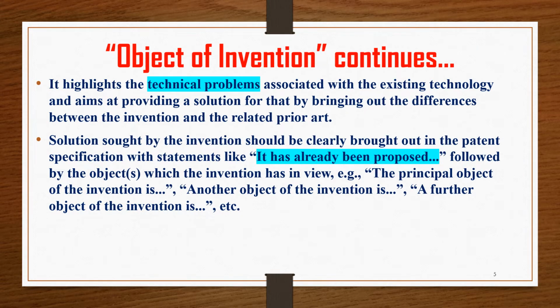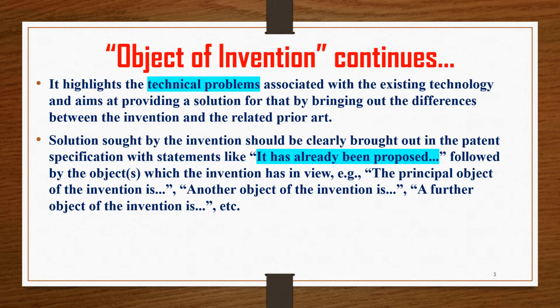It highlights, that means object of invention highlights the technical problems associated with the existing technology and aims at providing a solution for that by bringing out the differences between the invention and the related prior art. Fine. That means we can say it points out or highlights the technical problems in the existing technology, and it tells that this present invention provides a solution. Okay, and how does it do that?